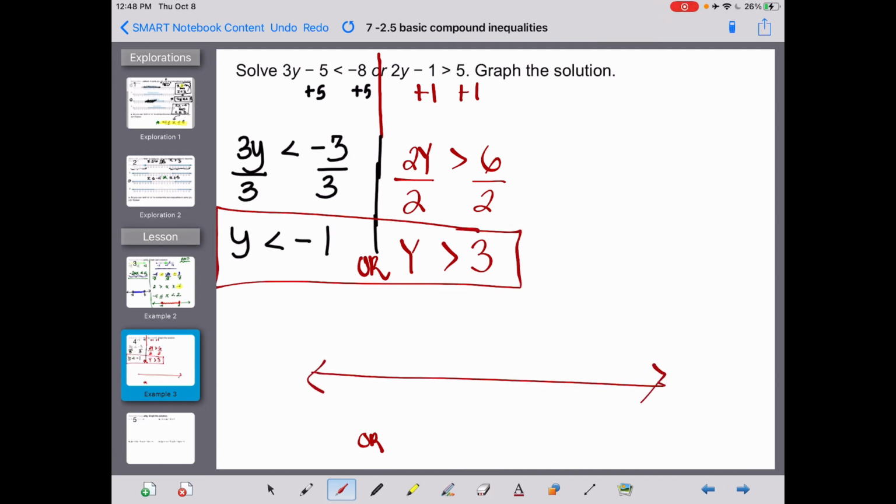When you graph, you graph each one separately. So start with y is less than negative 1. Here's negative 1. Open circle, shade to the left because those are numbers less than negative 1. On the right, we have 3 and y is greater than 3. Also an open circle, shade to the right. An OR inequality will always have your graph pointing in different directions.